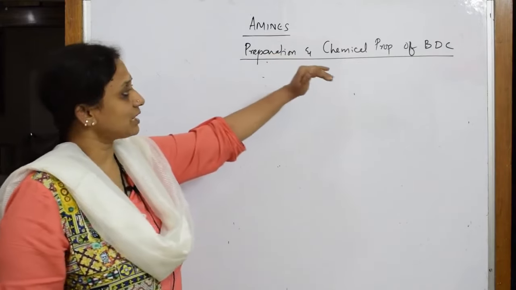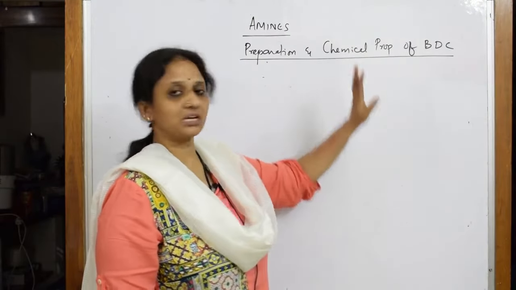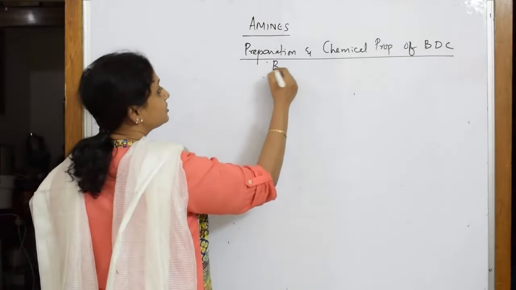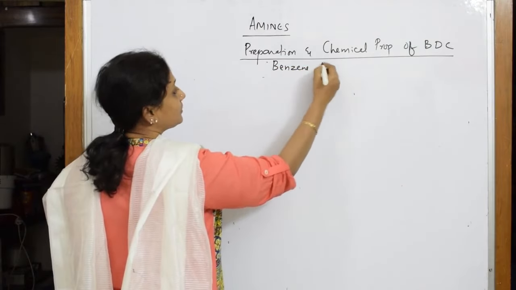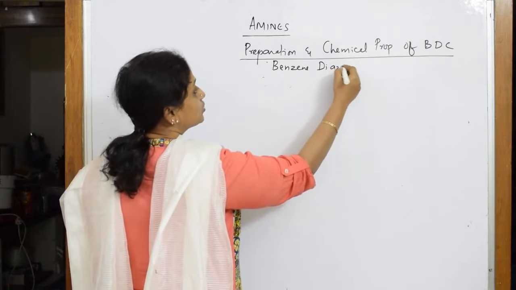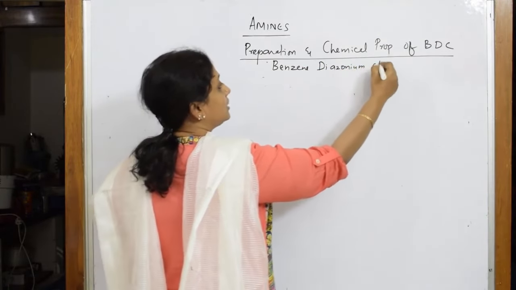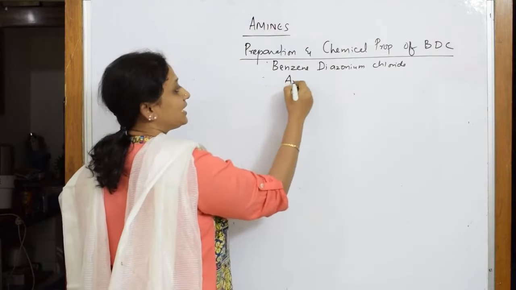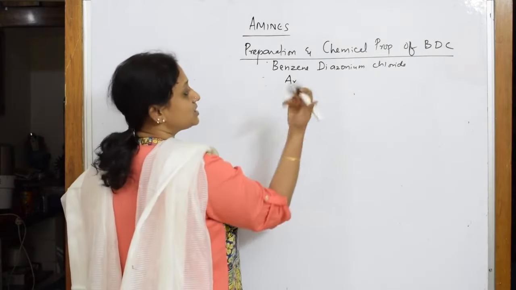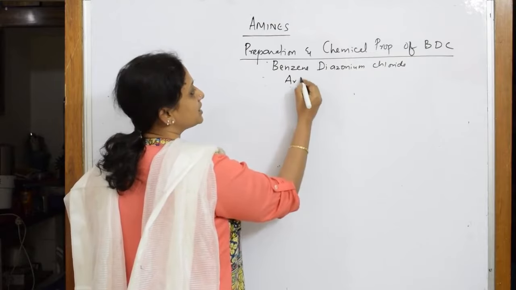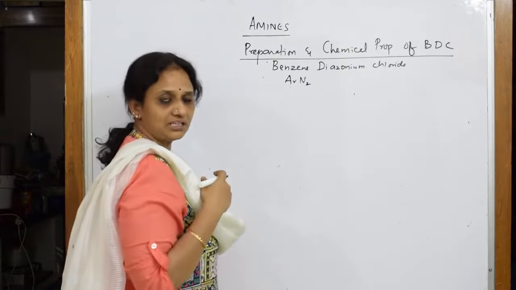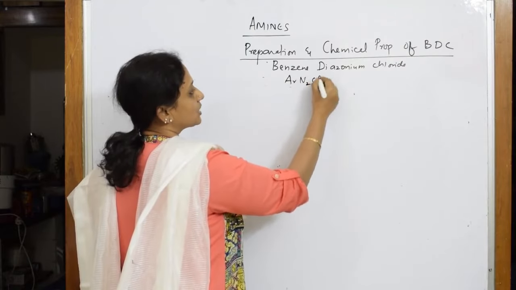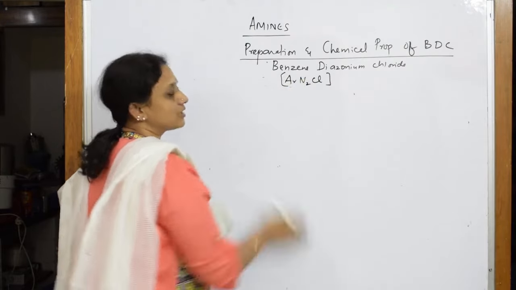So here I am going to show you the preparations and chemical properties together. First let us write the full form. BDC stands for benzene diazonium chloride. Okay, what is the formula for this? So benzene, aromatic ring, so I'll write Ar. Di means 2, azonium means N2. N linked to one more nitrogen is the azo group, with N2 because it is di. Chloride. Benzene diazonium chloride is this.